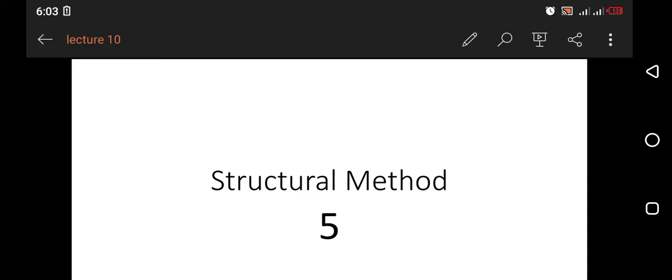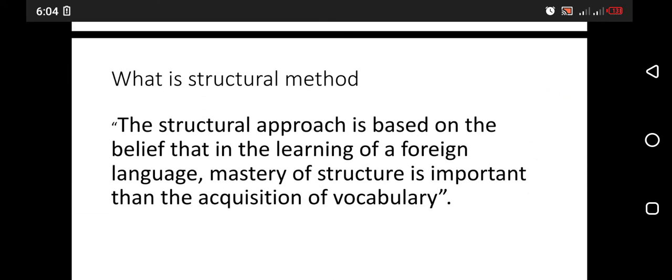In this video, we will discuss structural method, aims, objectives, and some of the advantages and disadvantages of this method. First of all, what is structural method?